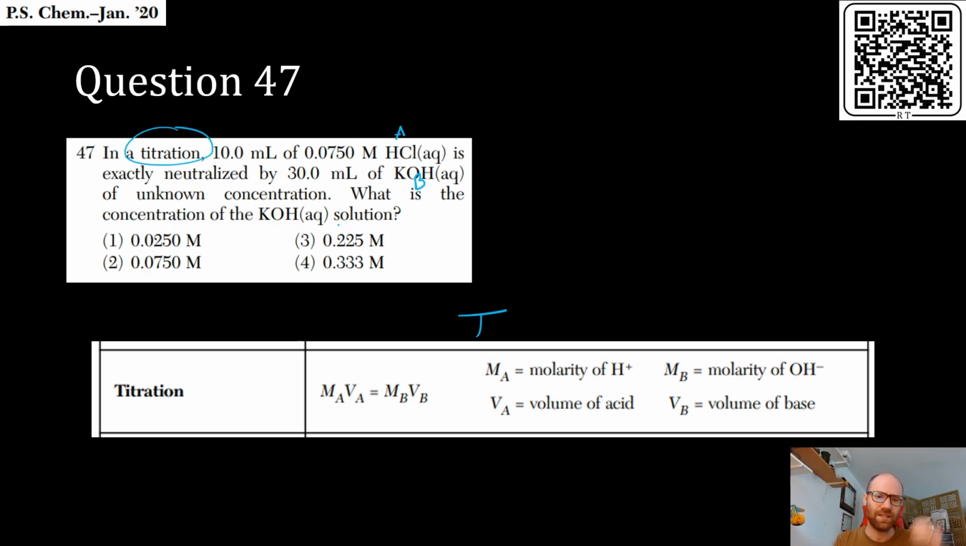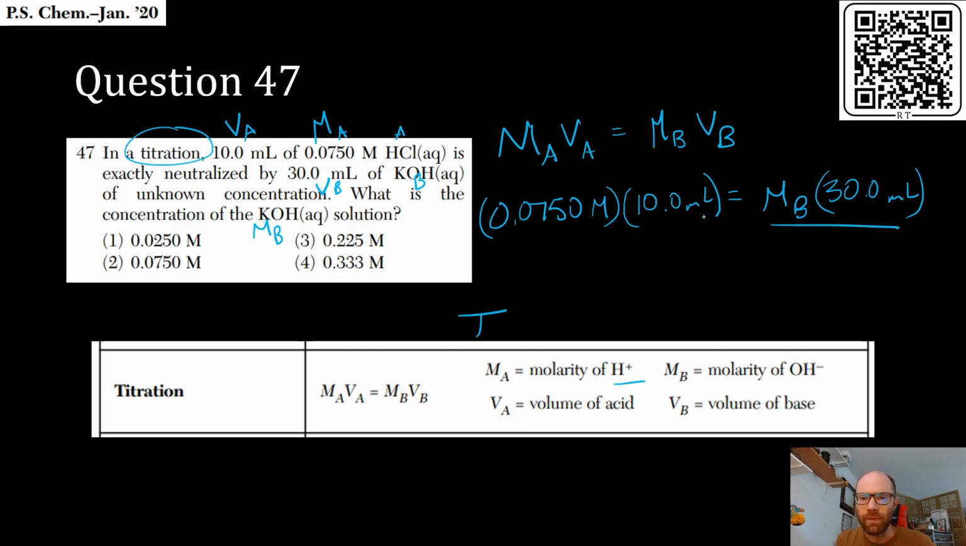What is the KOH concentration? So here I have 10 milliliters. That's a volume, and since that's the acid, that's going to be VA. This is MA. This is a monoprotic acid, so the molarity of the HCl is equal to the molarity of the H+, so that'll save us a little time there. This is the volume of the base, and they're asking about the concentration of the base. So we're just going to plug in.